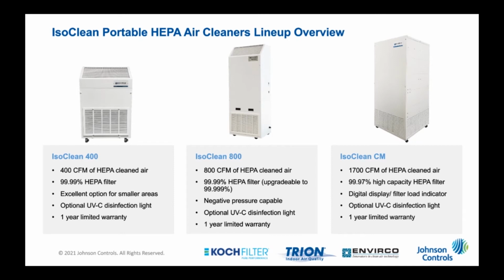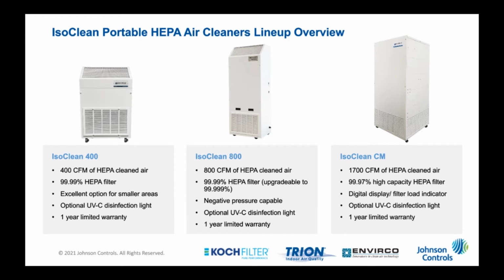And then on the right, we have the IsoClean CM. So this unit is quite different from the other 2. It uses a 99.97% high capacity HEPA filter. The other 2 are definitely still high capacity, but the 99.97 is a little bit different technology. It's an aluminum separator type filter, basically able to move at a little bit higher velocity than the other 2. So that unit can move up to 1700 CFM.